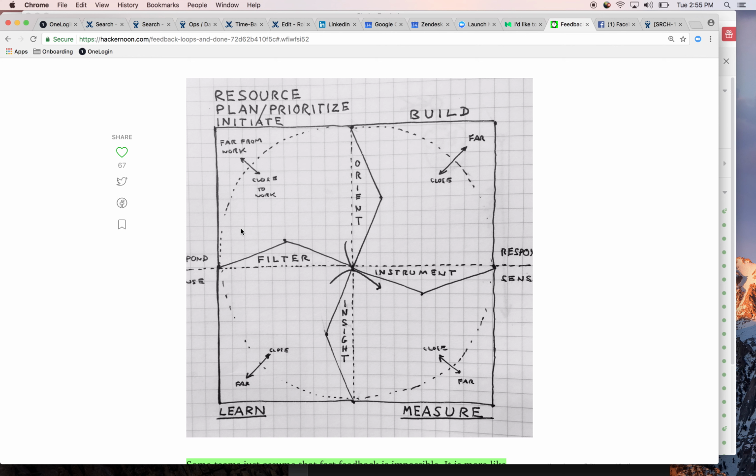But that was what I was trying to get here, is to try to say, where is your blocker, and where is the actual work happening, and then also to look very closely at how you're planning and prioritizing and initiating, because often that and the learning are separated out from the team, so you can't really move through this cycle as quickly as you'd like.